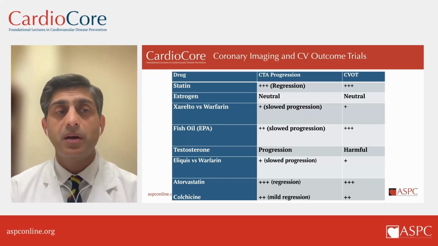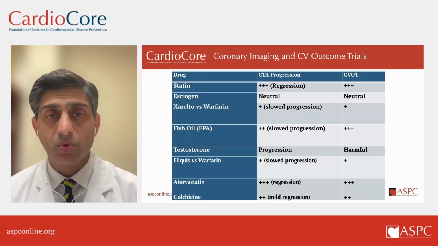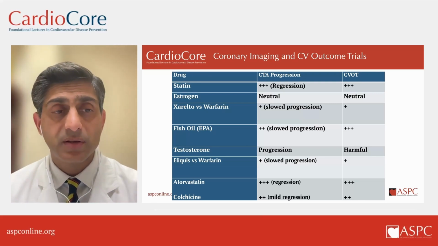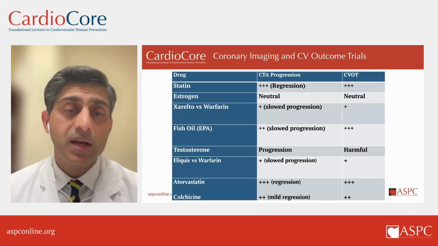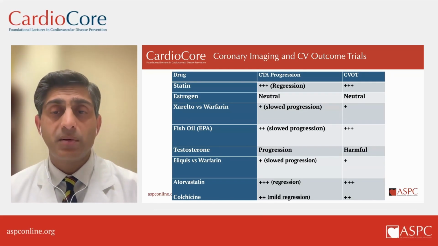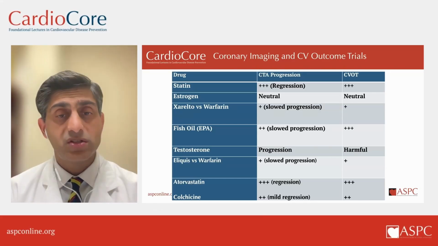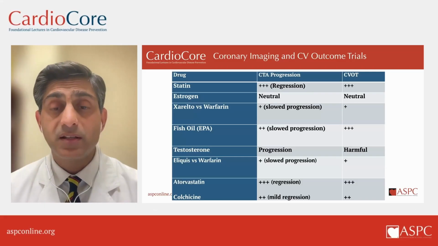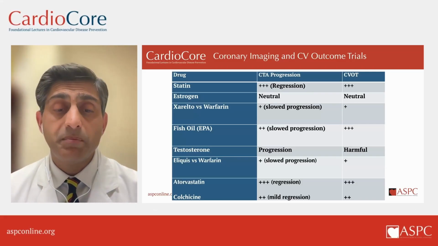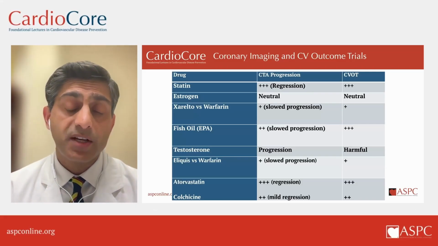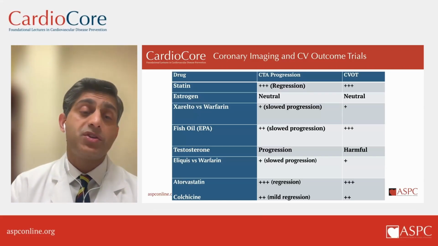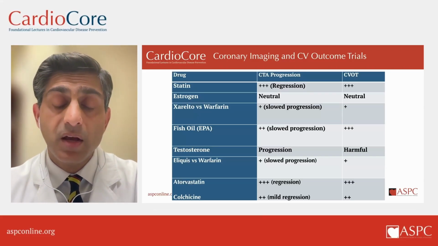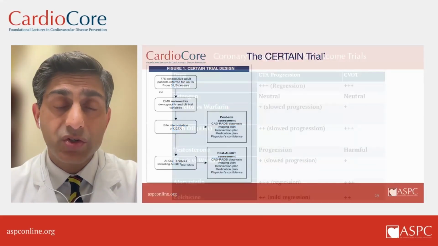I think we all appreciate that statins have been shown to slow CTA progression. We certainly have good CV outcome trial data on that. Fish oil capsules, EPA, slowed progression, and we have outcomes data on that. Testosterone, interestingly, causes progression of atherosclerotic cardiovascular disease, and it seemed to be harmful. And then at the bottom, we have atorvastatin, which showed regression, and colchicine that may show some mild regression too. And we do have some CV outcome trials with that too.